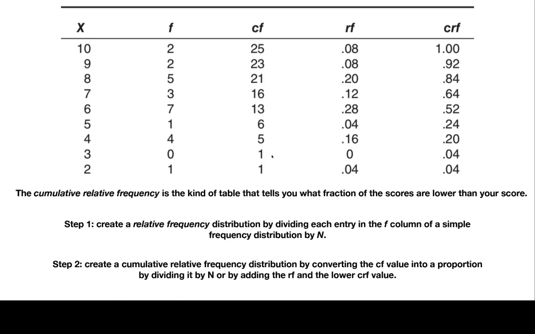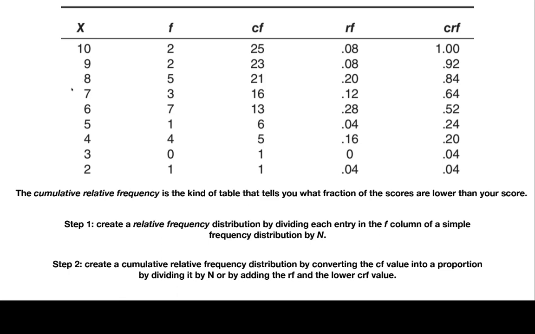So we have the cumulative frequency of the raw score 2, which is 1, and we will divide that by the total number of scores in the dataset, which is 25. So 1 divided by 25 is basically 0.04. So this is actually where we got the 0.04 value. So let's have another example.